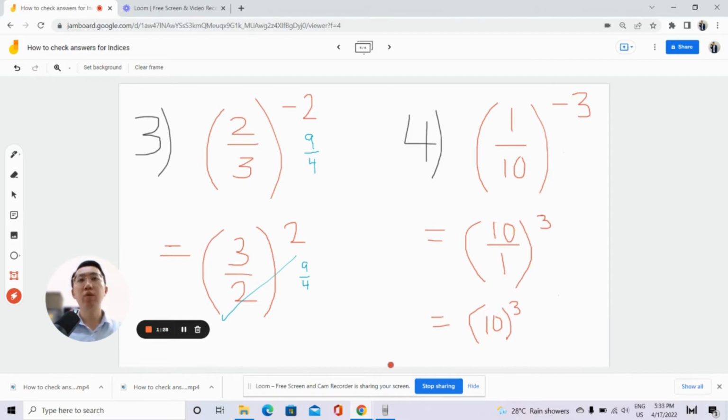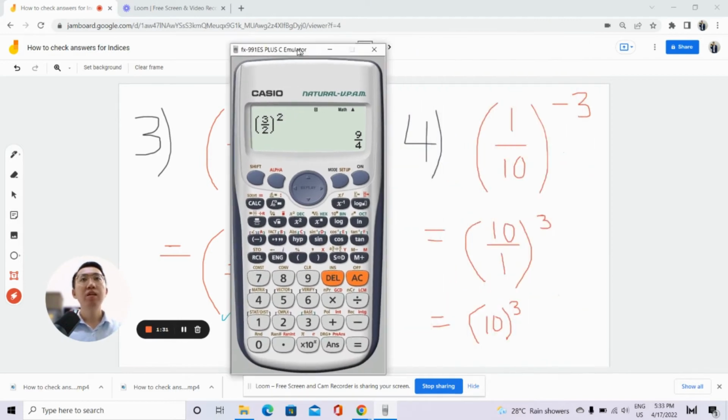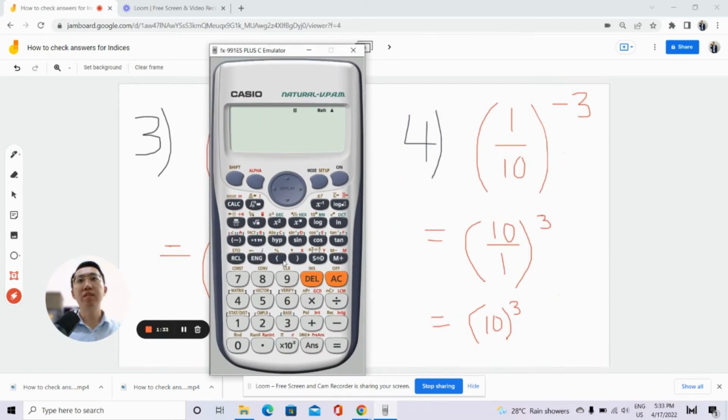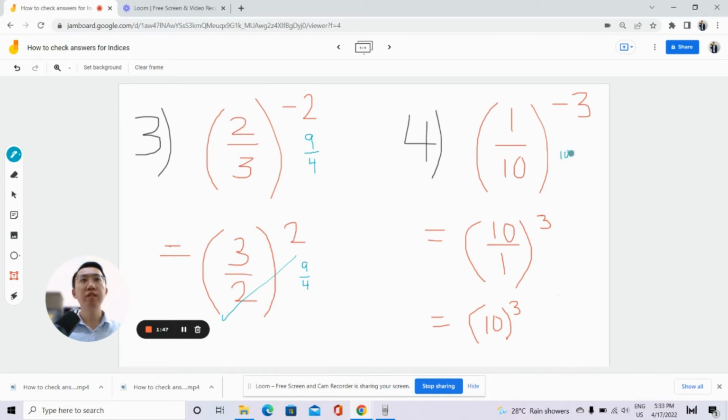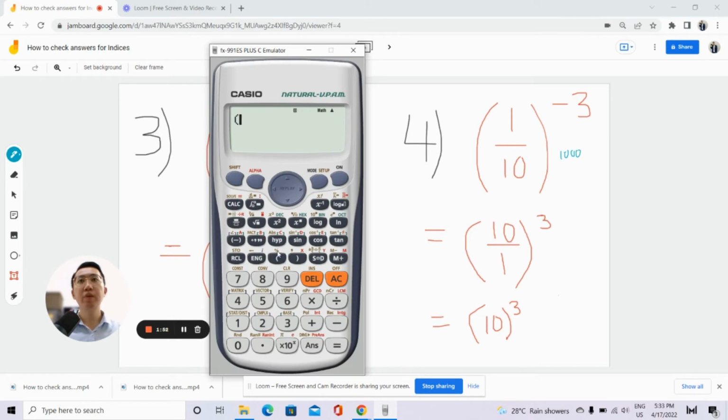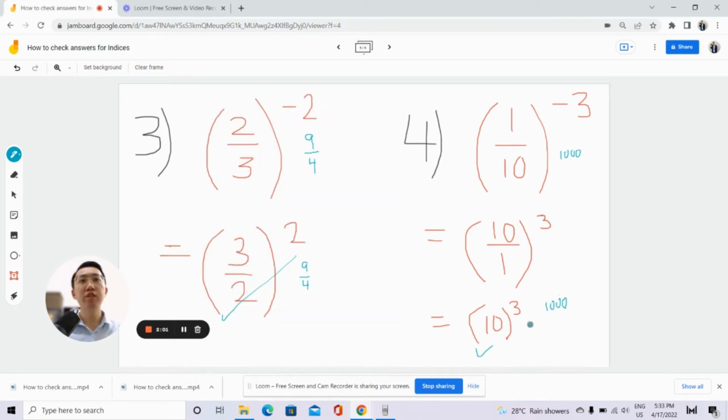So let's check whether our conversion is correct or wrong. So check the question first. Bracket, fraction, 1 over 10. Close the bracket, power of negative 3. Press equal. So I can see 1000. So write 1000. Now we're going to check our final answer. So put in your bracket, 10. Close, power of 3. Press equal. Indeed, teacher get 1000 also. So that is how I know my conversion is correct.